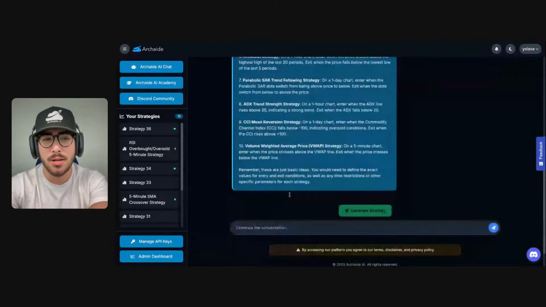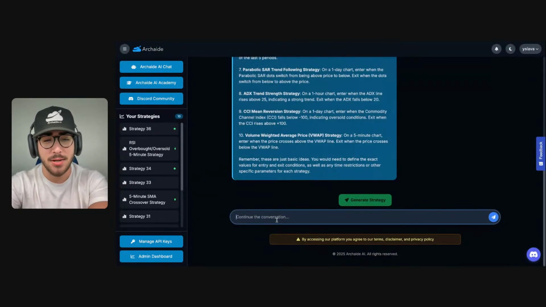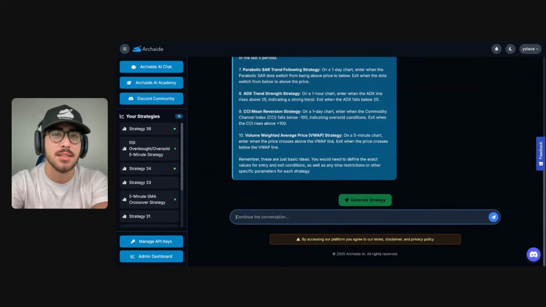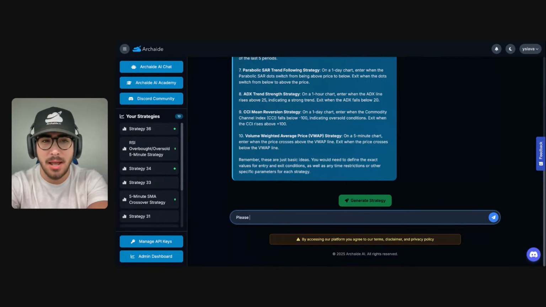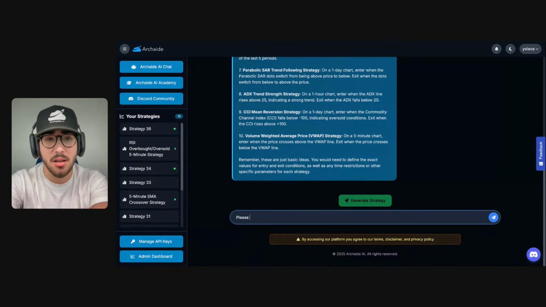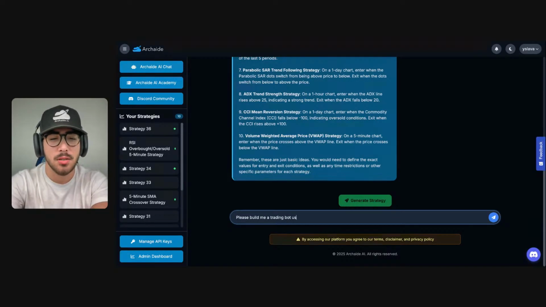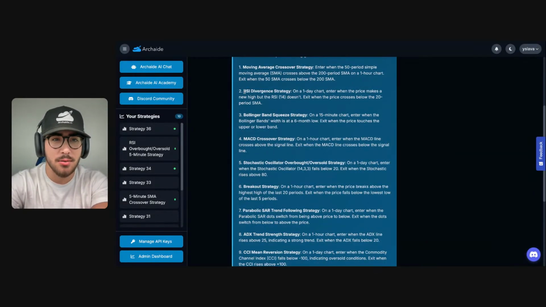This is a totally random strategy. I don't recommend using it, but this is basically just a demonstration of how easy it is to build a totally custom automated trading bot. You could use any one of these or any other strategy that you could define, which I think is super cool, right? So please build me a trading bot using number 2. And number 2 is right here, right?